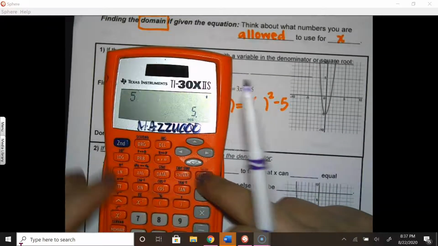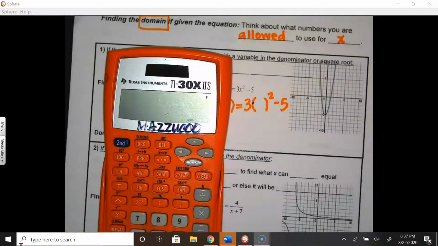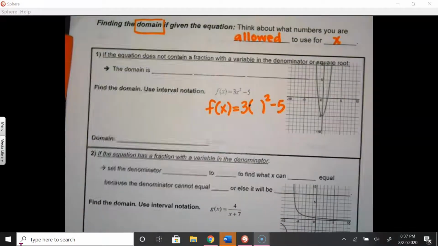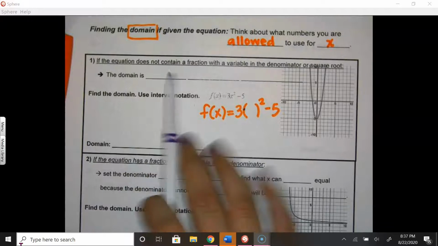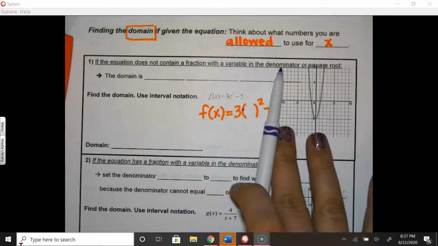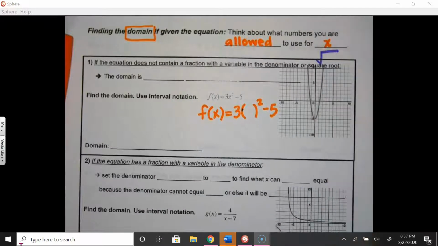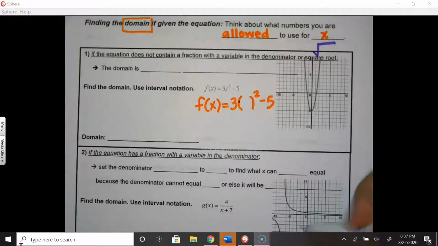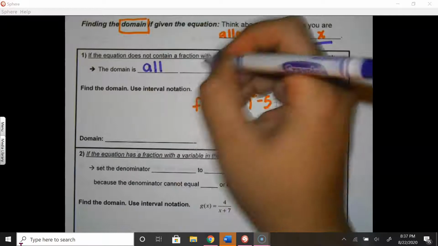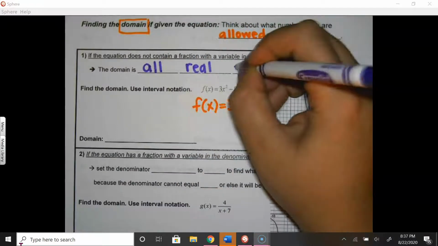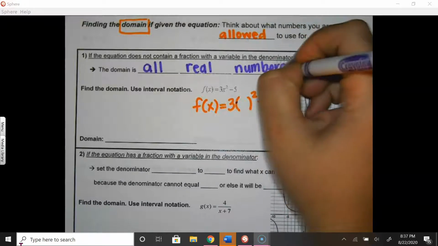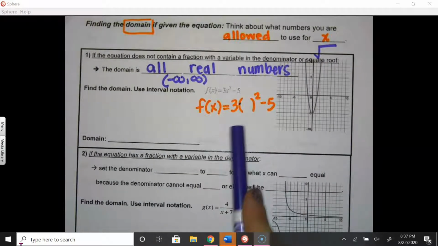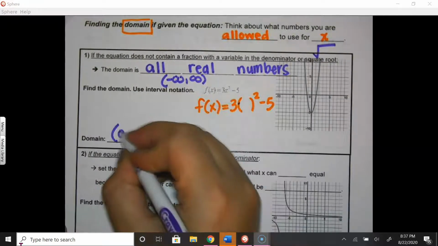Okay? So the point is, any number can go in for x. You can square and multiply by 3 and subtract 5 to any real number. So if the equation does not have a fraction with a variable in the denominator or one of these symbols, you're going to find in this lesson, the functions we're dealing with, that the domain is going to be all real numbers. So in interval notation, it's written like this. So the domain for this problem is all real numbers.